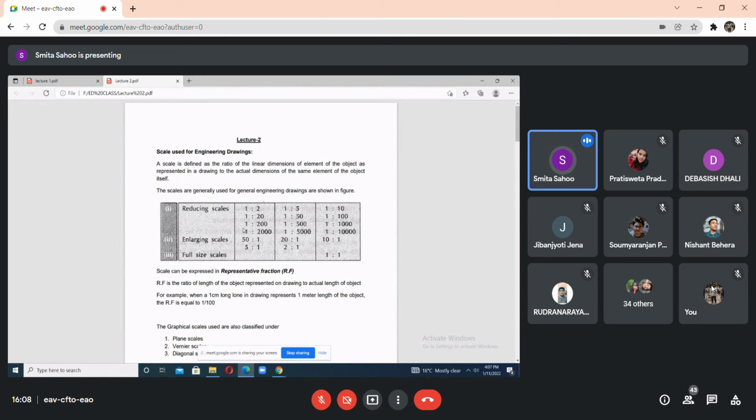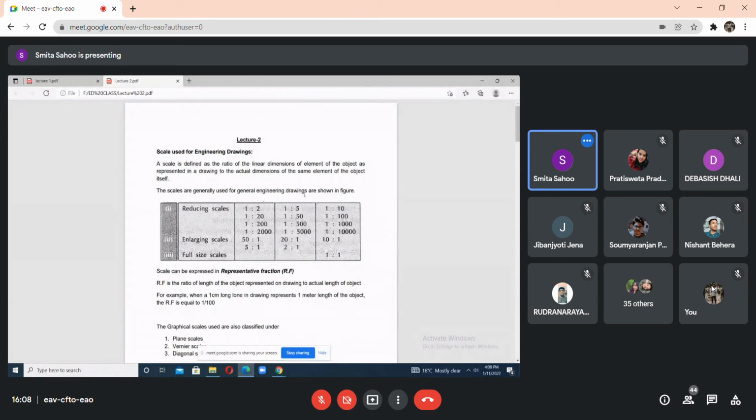So we are having different types of scales. The first one is your reducing scale. Here you can see it is in the ratio 1:2, or we can have 1:5, and also we can go to 1:5,000 to 1:10,000. This is the reducing scale. This is how the scale has been mentioned as a reducing scale.